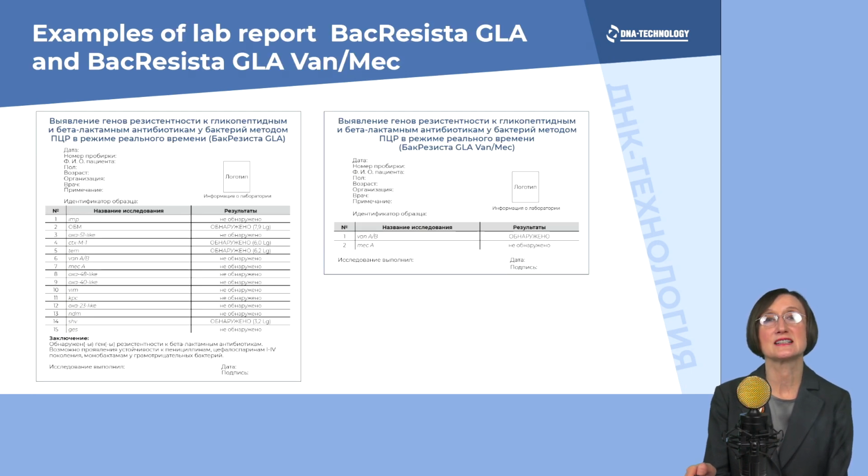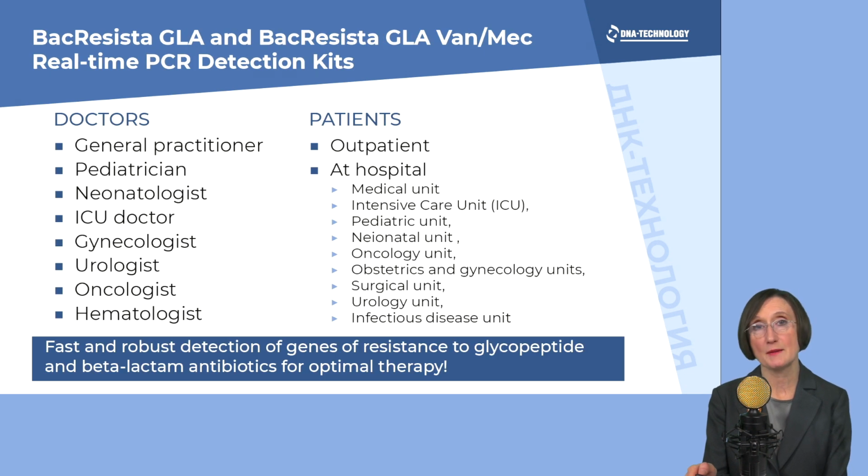This slide shows 2 examples of lab report. For BacResista GLA1-MAC kit, a qualitative test result is shown, while for BacResista GLA kit there is a calculated quantitative assessment and automatic conclusion. For example, in this case, genes of resistance to beta-lactam antibiotics were found, resistance to penicillin, cephalosporins, and monobactams can be observed in gram-negative bacteria. The kit is recommended for use by a wide range of medical professionals. Enabling timely and precise detection of genes of resistance to glycopeptide and beta-lactam antibiotics, it can help doctors to choose the optimal therapy for each patient.